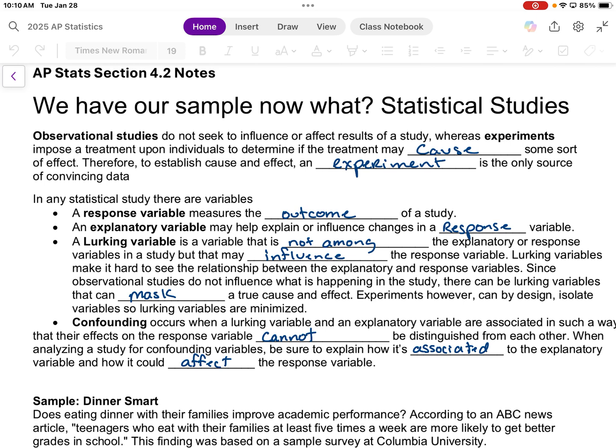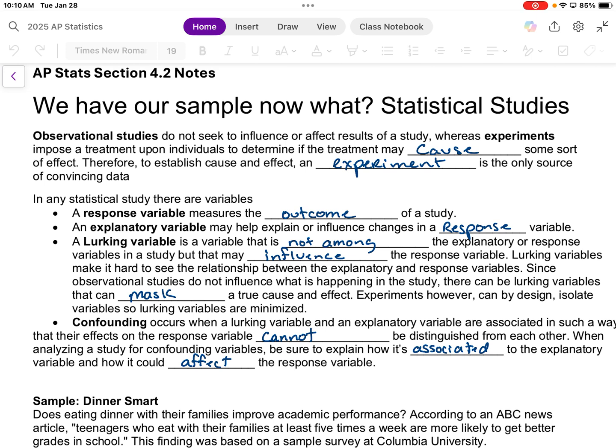In a statistical study, there are variables. We have, of course, your response variable and your explanatory variable, and also lurking variables. A response variable measures the outcome of a study. The explanatory variable may help explain or influence the change in the response variable. Again, we had those two things in chapter 3 when we were doing our linear regression.